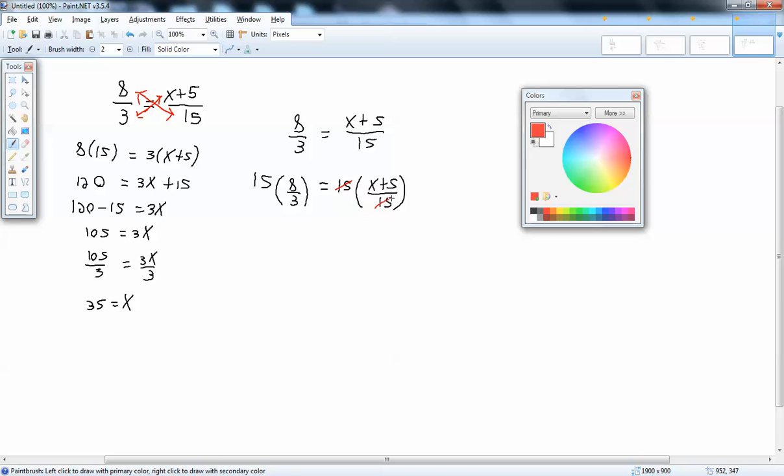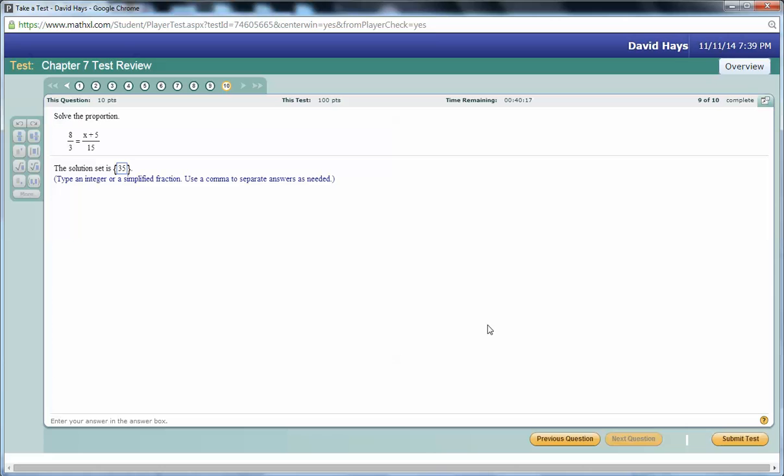Well, this 15 cancels. 15 and 3 are both divisible by 3. 3 divided by 3 is 1. 15 divided by 3 is 5. 5 times 8 is 40, equals x plus 5. Take the 5 over, becomes a negative 5, and you get x is equal to 35. I wouldn't say proportions is any simpler on that.